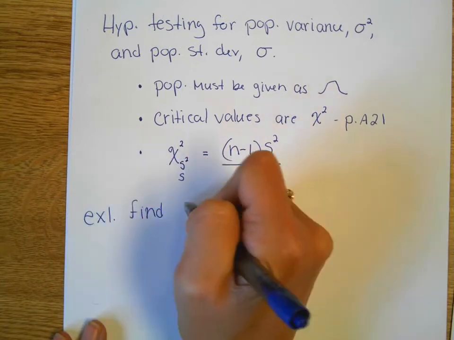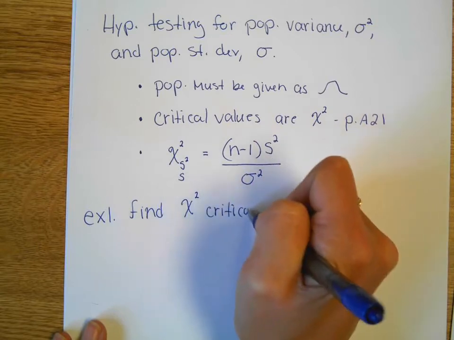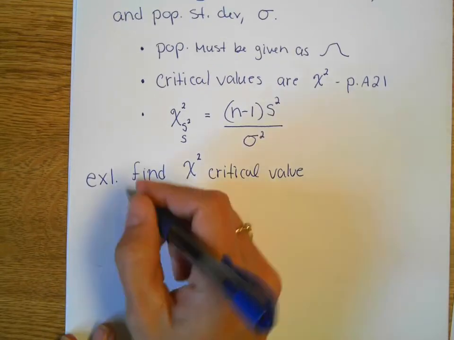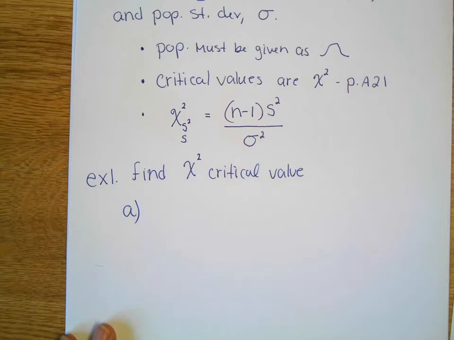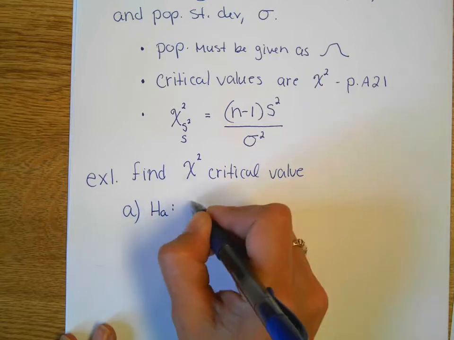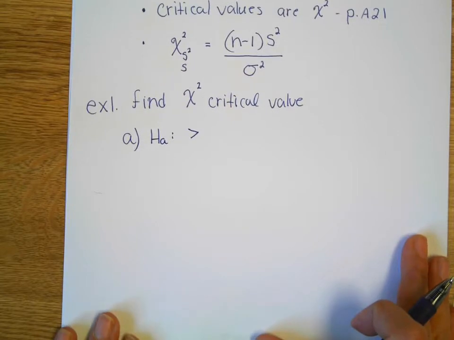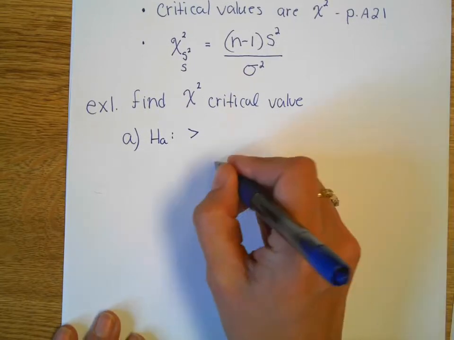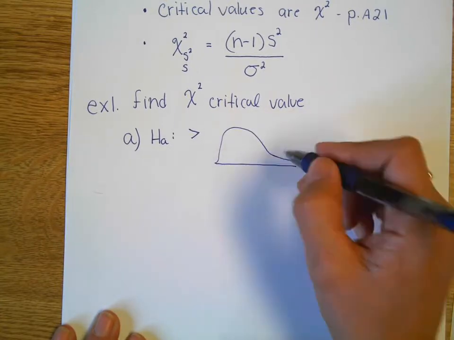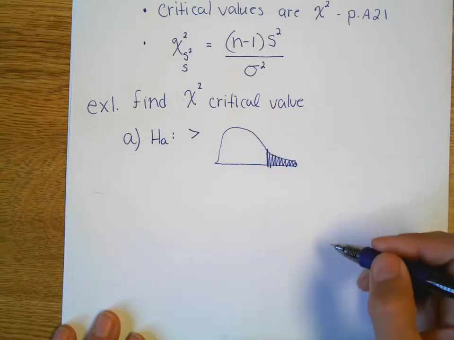Find the chi-squared critical. And we're going to be doing 3 of these. So if the Ha has a greater than, where is your shaded region going to be? To the right. Remember the Ha, where it points. And these are the ones that are not normally distributed, but it doesn't matter if you make them normal. Shaded is in the right.